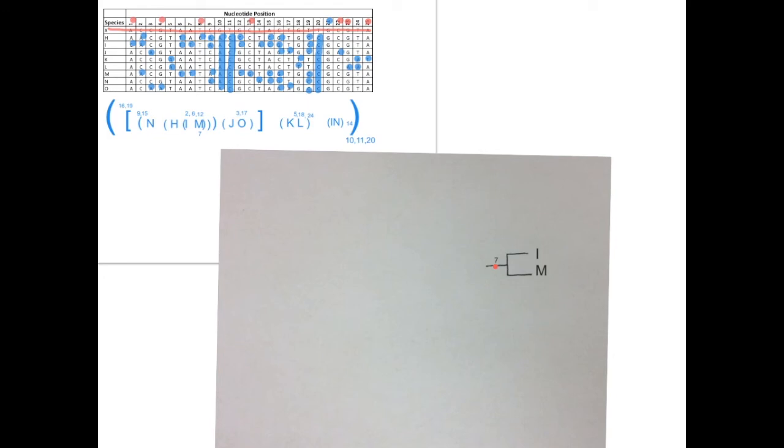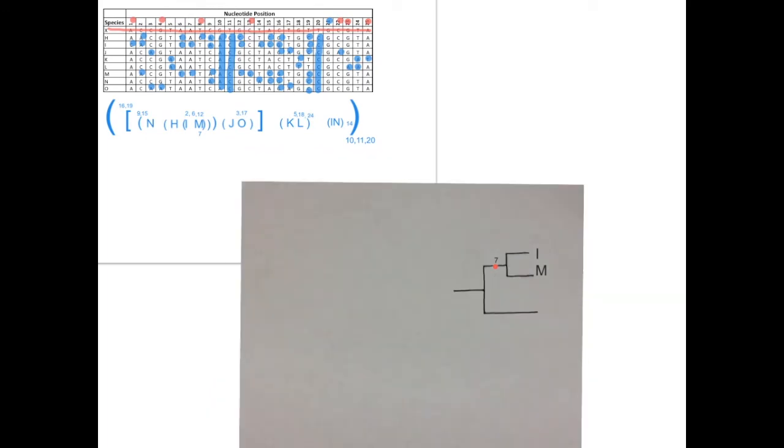By looking at our groupings, we can also tell that H is a sister group to I and M. So we'll add our H right next to our IM bracket, and then we can label this one as H. We also know that the traits that put I, M, and H into the same group are 2, 6, and 12.